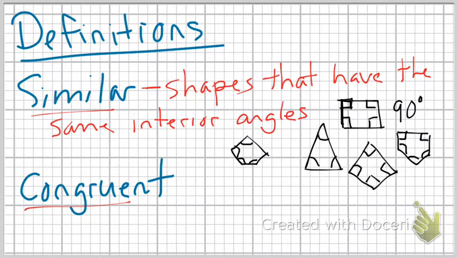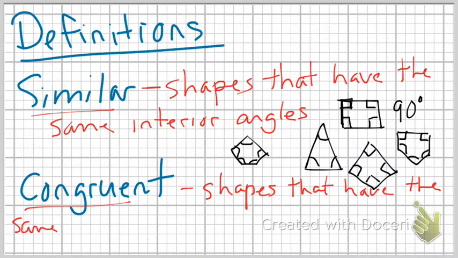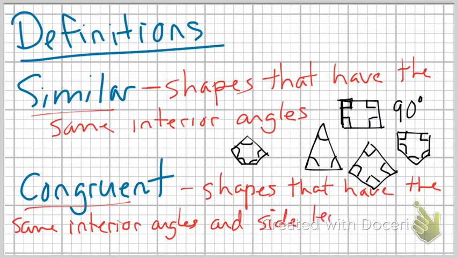Okay, let me see if I can get congruency in here as well. Congruent shapes are shapes that have the same interior angles and side lengths. So although this square, or rectangle, here and this rectangle here have the same interior angles, their side lengths may not be the same.